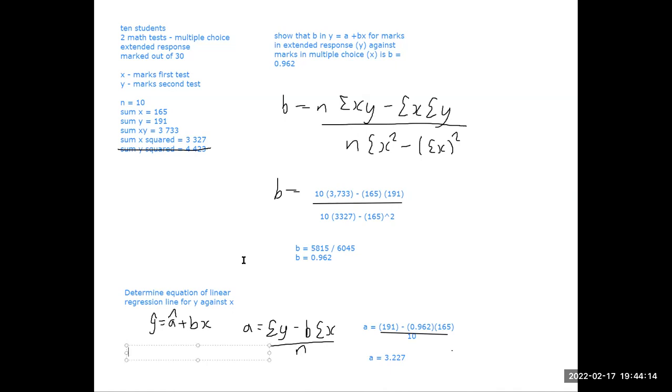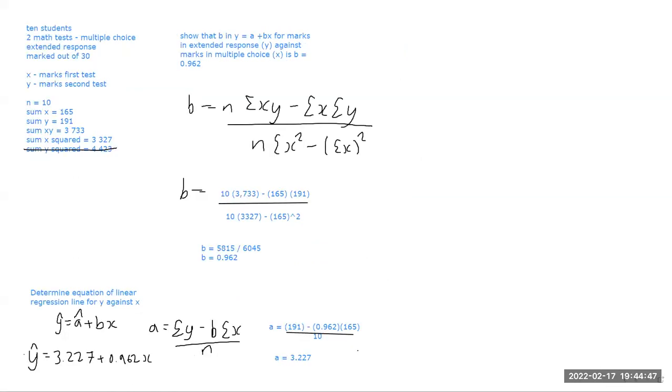All right, good. So that's A. That's good. So write down the equation now. Now determine how much a person will get on the second paper if they got 20 on the first paper.